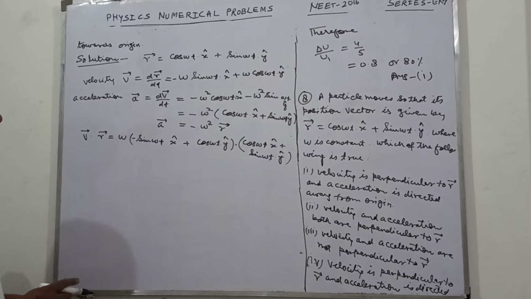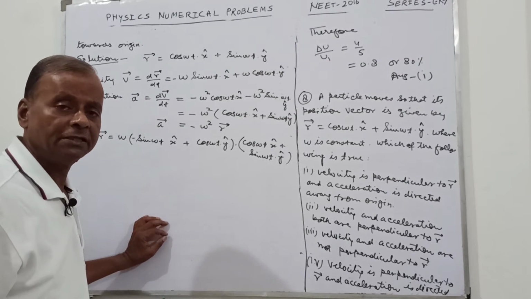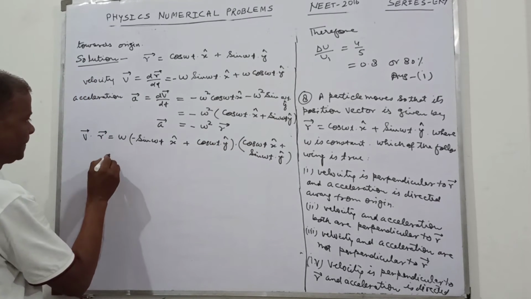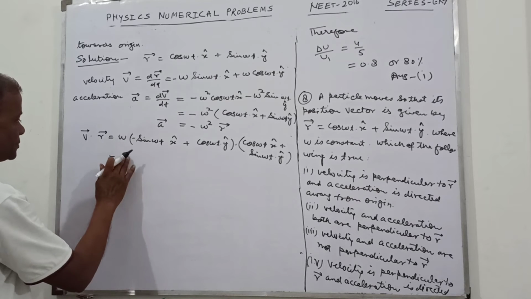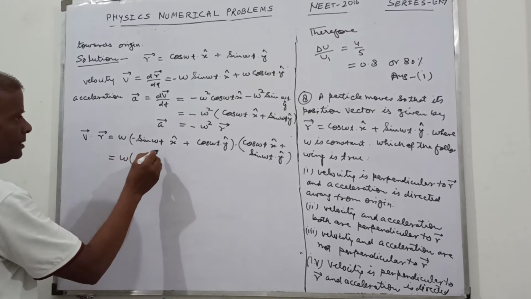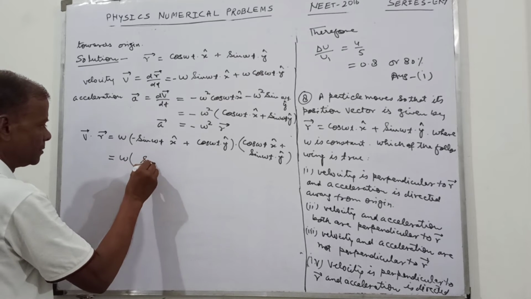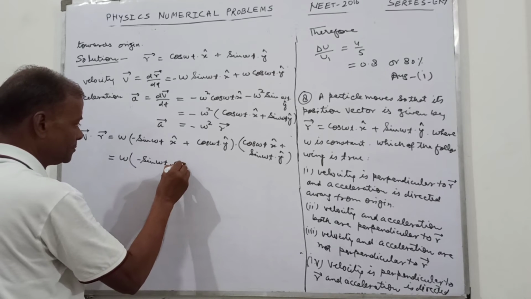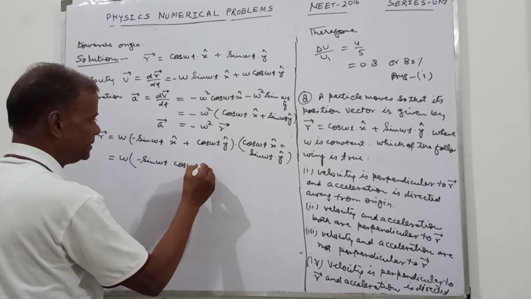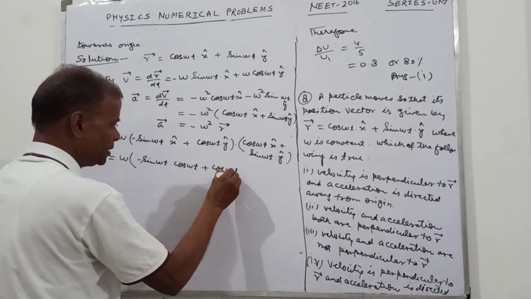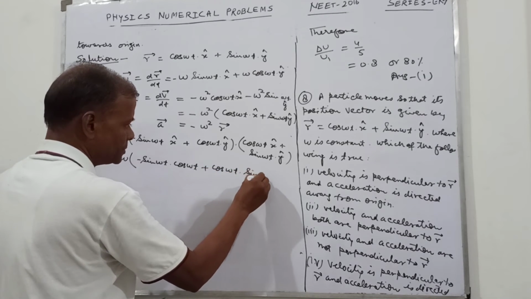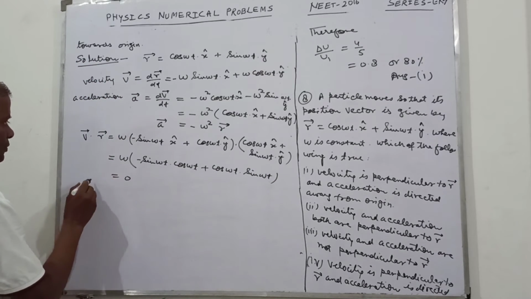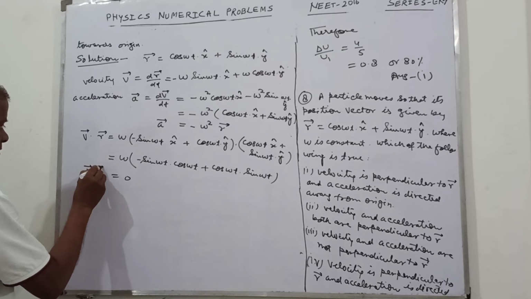Okay, so now justify that i and i, j and j, k and k are equal to 1, remaining are 0. So you just multiply this one, then we will have this omega, sine omega t cos omega t, and then plus cos omega t into sine omega t. So both the terms will cancel. So this is equal to 0. So V dot R equal to 0.